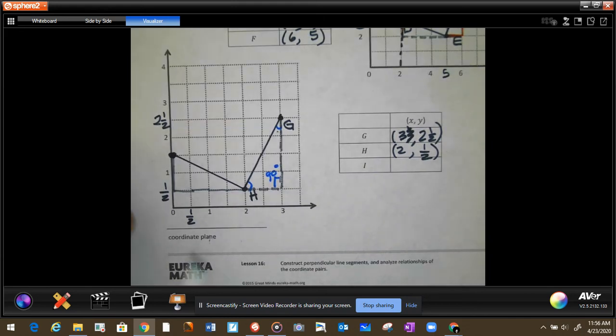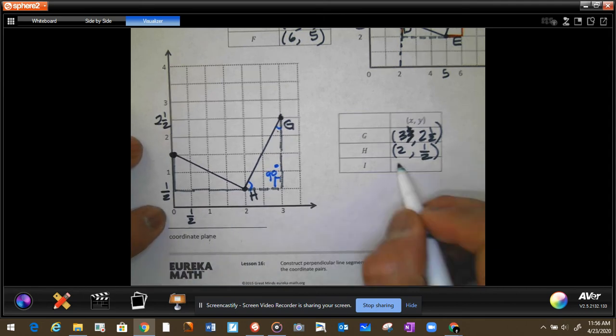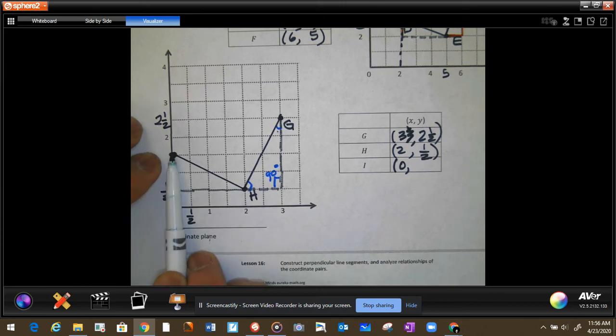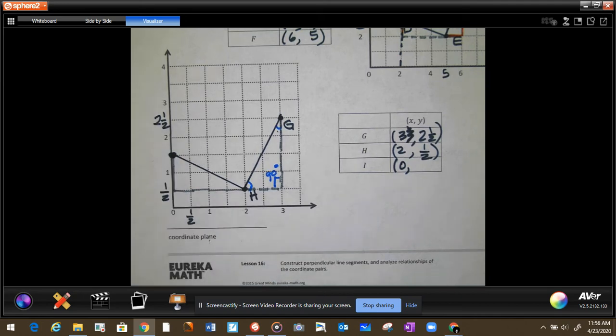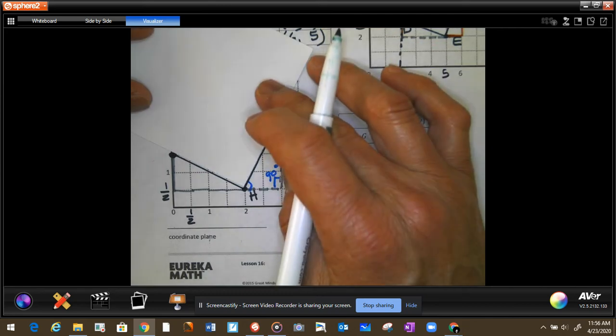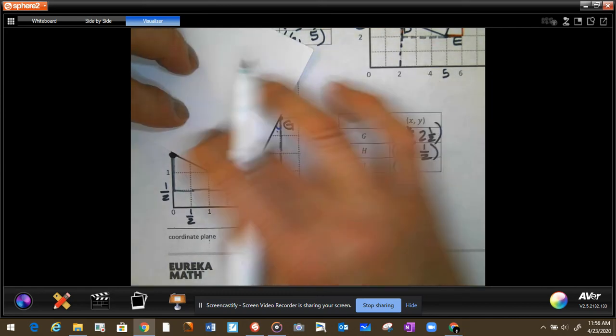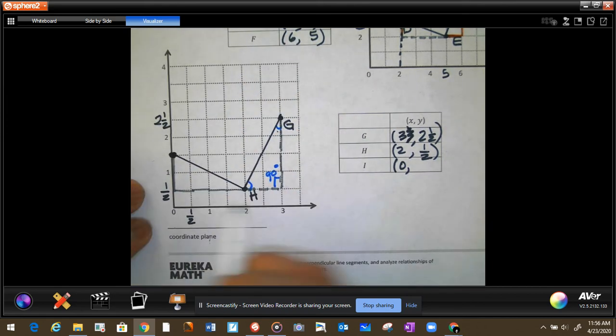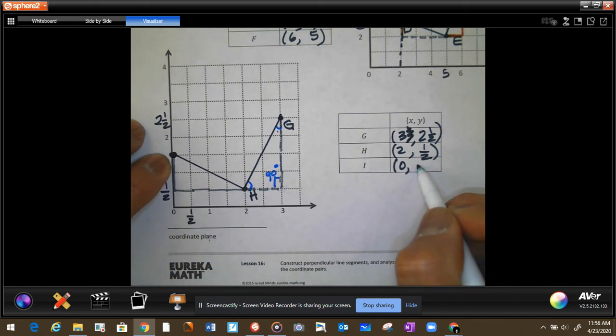So what's going to be our new point? The new point is going to be, x is going to be 0, and y we're going to jump to y is going to be 1 and 1/2. Now, again, remember, just to check this, we're going to use our index card and see how it makes a 90-degree angle. So that works really well. And then the y is going to be 2 1/2.